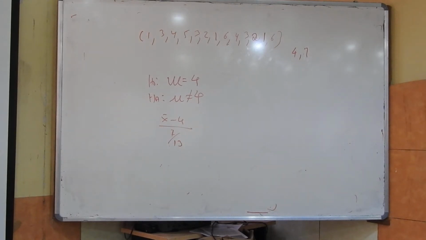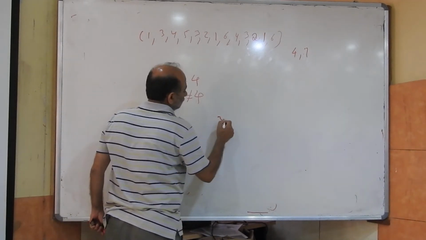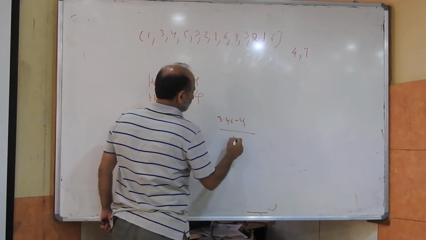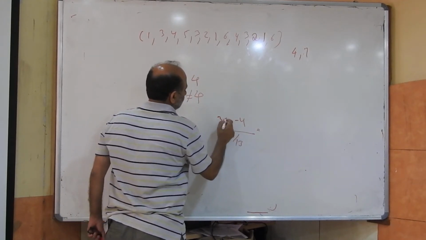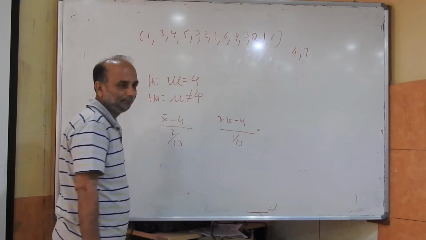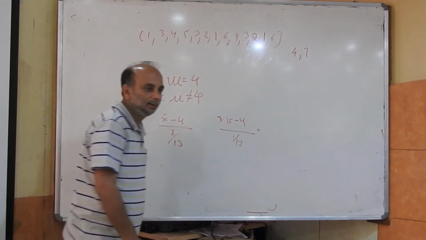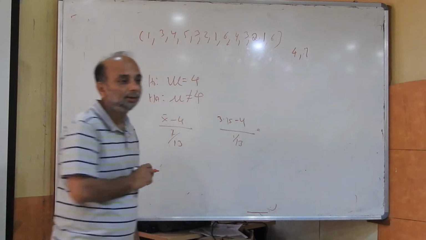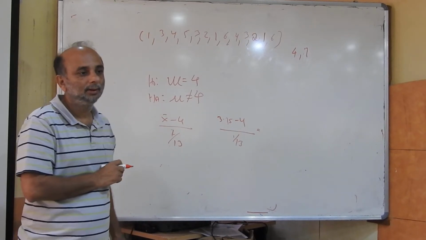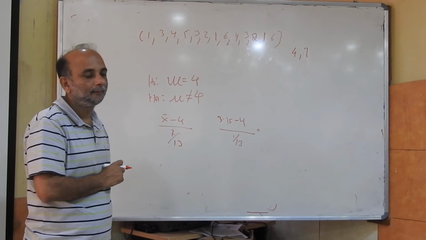So what do I have? What is x bar? 3.46. The data changed, so it's 3.15. Is equal to what? This whole quantity, divided by 50, minus 50.